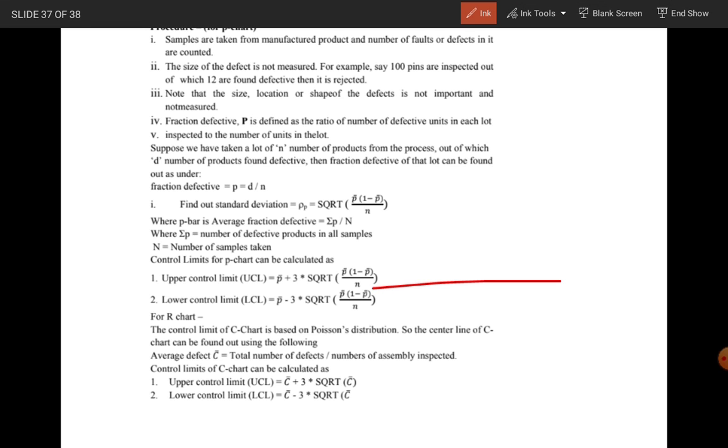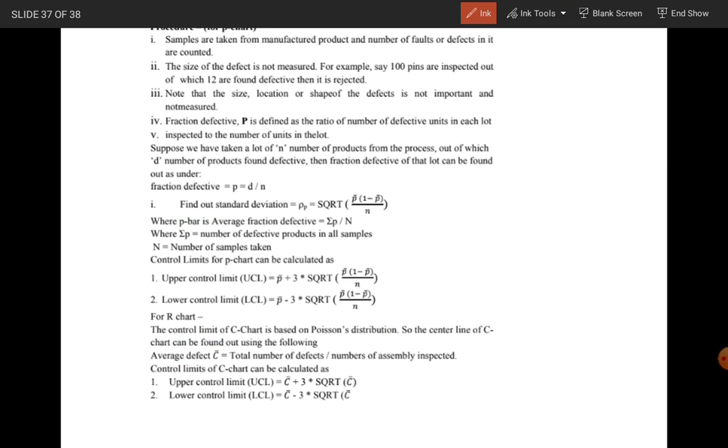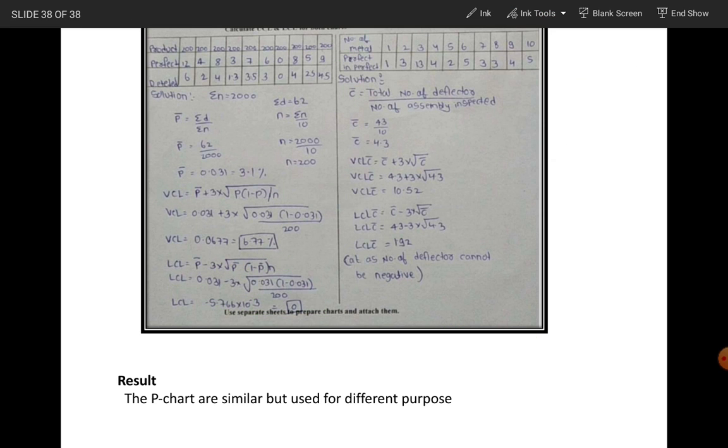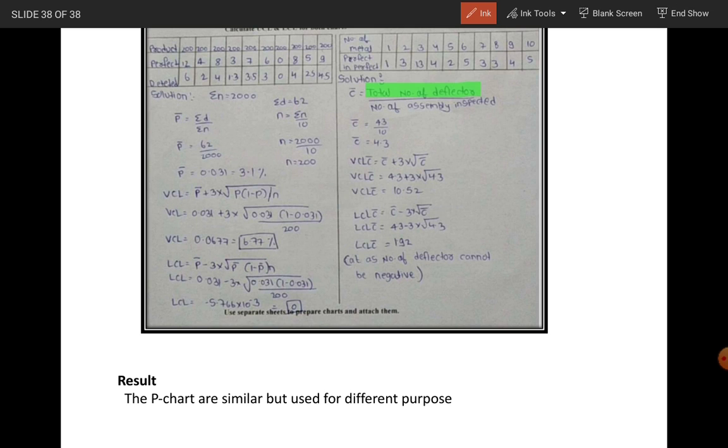See here, P bar is the average fraction defective, and C bar is based on the Poisson distribution, which is the average number of defects. By utilizing this formula, we are going to get the average number of defects. See here, I will show you C bar. By utilizing the formula mentioned, it is equivalent to the total number of defects divided by the number of samples. The total number of defects is the addition of these, which is 43, divided by 10, which is this value. So we will get the number of defects as this one.